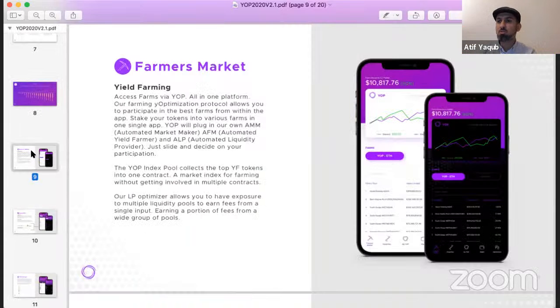Going through our 5 products quickly. So Farmers Market is giving you access to all the markets, really clean and simple, easy to use.